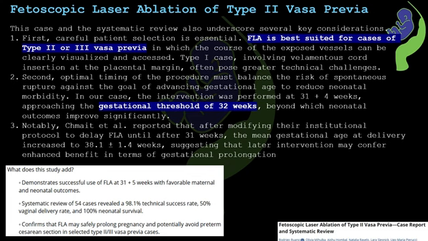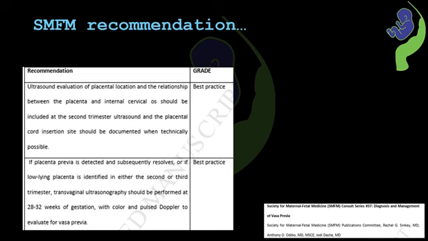According to the Society for Maternal-Fetal Medicine, there are clear recommendations on how and when to evaluate patients with placenta previa or low-lying placenta for diagnosis of vasa previa. First, during the second trimester ultrasound, we must document placental location, and specifically we should describe the relationship between the lower placental edge and the internal os. And whenever technically feasible, placental cord insertion should be documented.